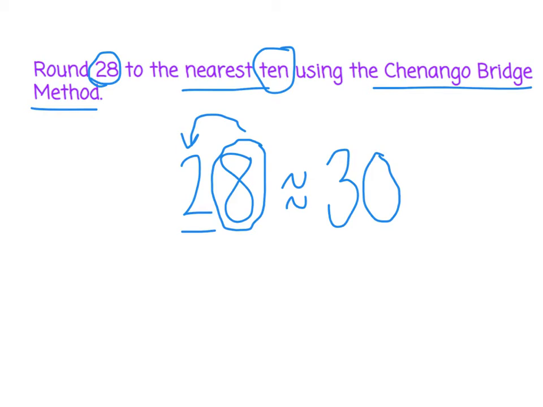So the Shenango bridge method is just another method for you to use if the number line is too confusing. Make sure to pay attention to the poster that's at the front of the room to help you with the Shenango bridge method. You can go ahead and erase your board, and let's take a look at our next problem.